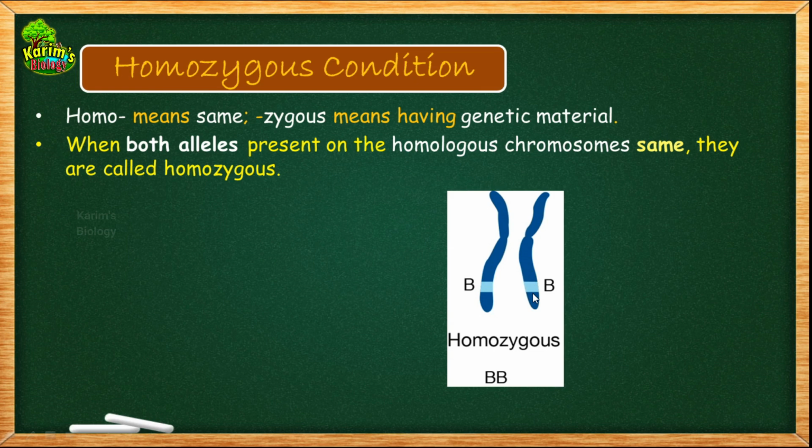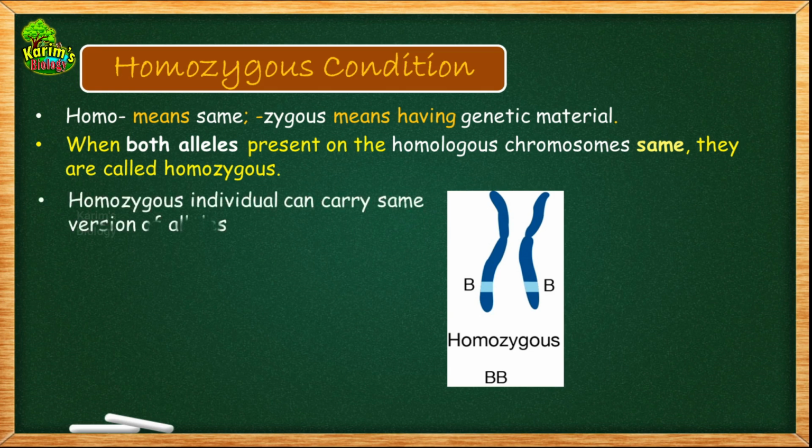In the second chromosome of the same pair of homologous chromosomes, the same version of the gene, which is the dominant B, is present. Now I can say that in this pair of homologous chromosomes, both versions of the gene are the same. So I can say that the dominant version of gene B is present on both chromosomes. Then I can call this condition homozygous condition, capital B, capital B. And I hope that you know that when you represent an allele with a capital letter, it is a dominant allele, and when you represent an allele with a small letter, it is a recessive allele.